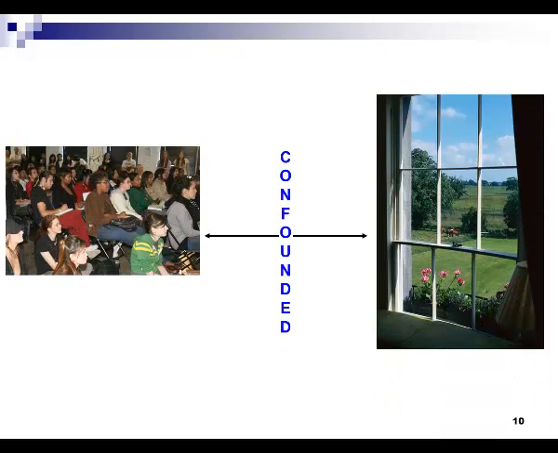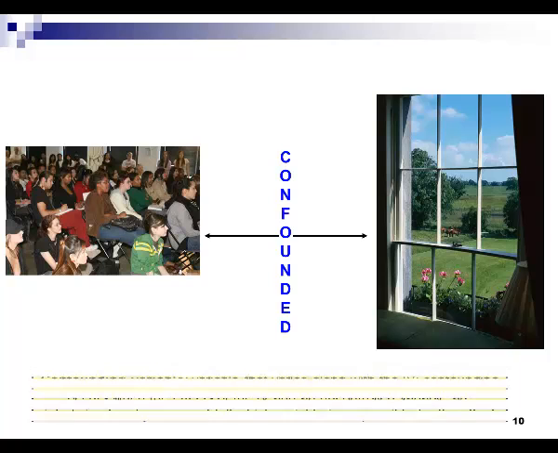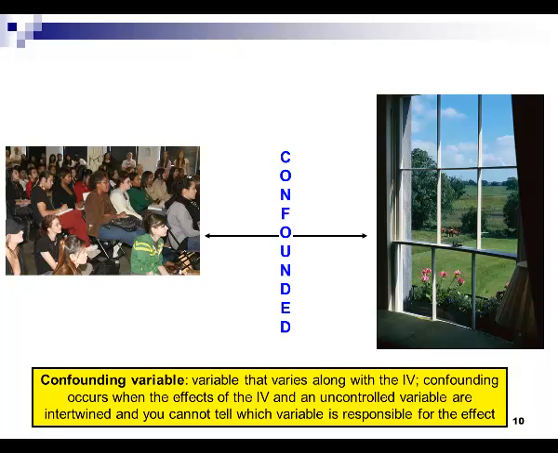So in this case, what we're saying is that the variable crowding is confounded with windows. And a confounding variable is simply a variable that varies along with the independent variable, and in this case that's crowding. So confounding occurs when the effects of the independent variable, our crowding variable, and an uncontrolled variable, in this case the windows, are intertwined, okay? And you can't tell which variable is responsible for the effect.